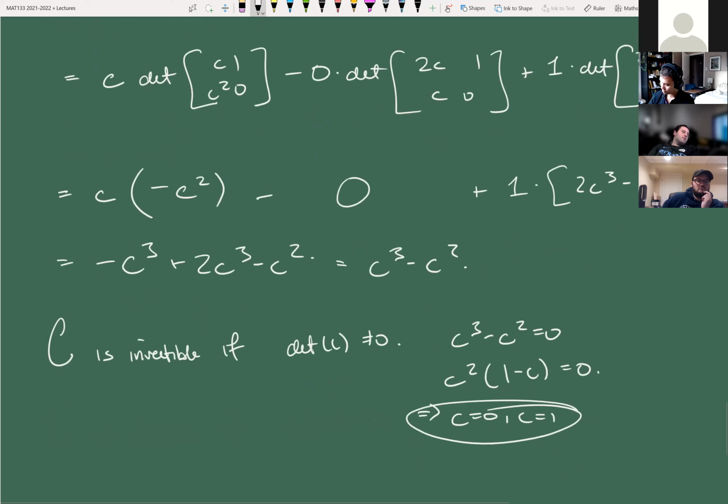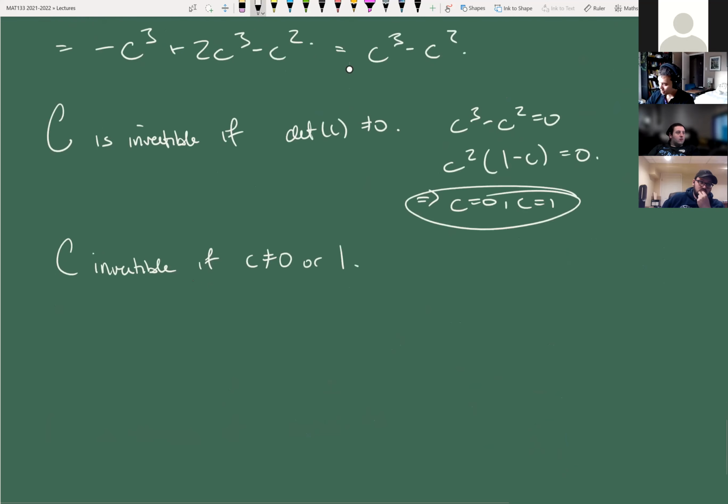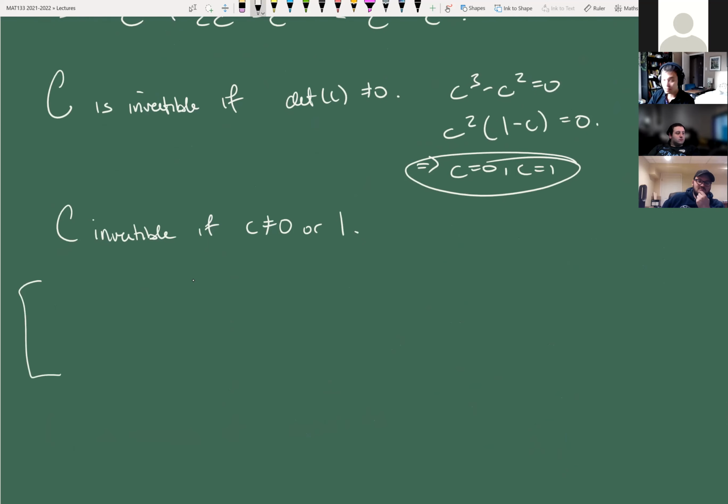For everything else, it is, right? So C is invertible if C does not equal 0 or 1. And then it says to find the inverse. Well, that involves us row reducing.